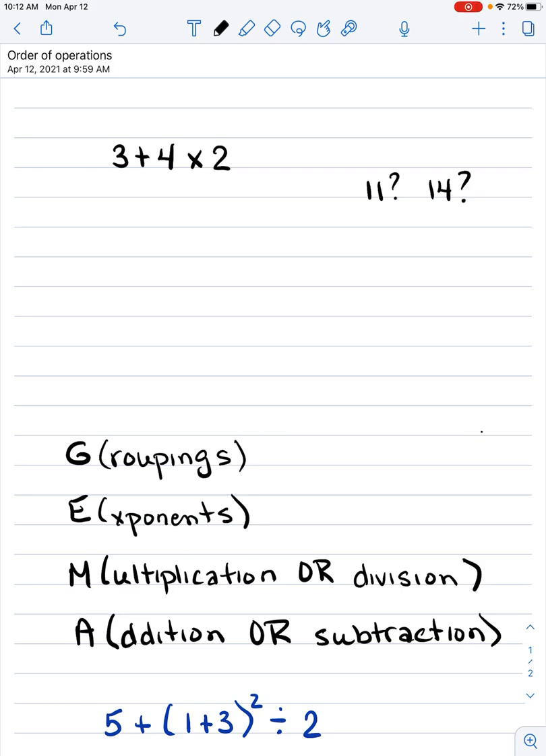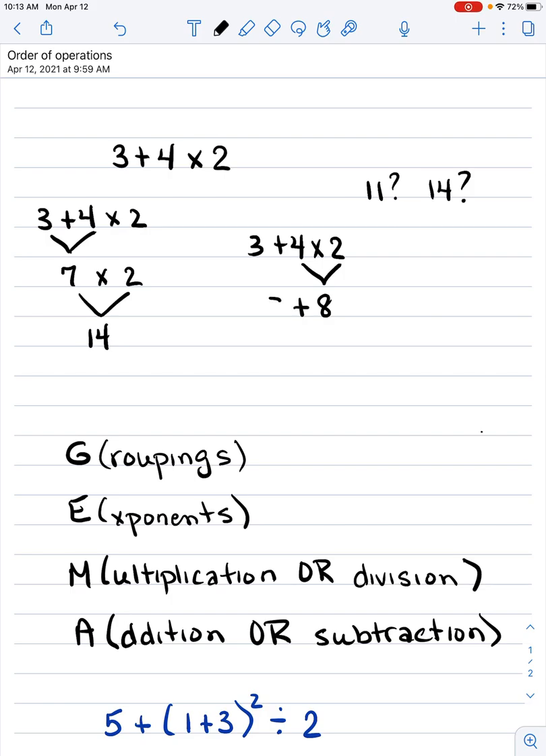Well, let's take a look at this. If I add 3 plus 4, I get 7. And I know that 7 times 2 is 14, so it looks like 14 is correct. But some of you might do this. Some of you might say, no, that doesn't look right, because I know that 4 times 2 is 8, and I know that 3 plus 8 is 11. Shouldn't they both be correct?